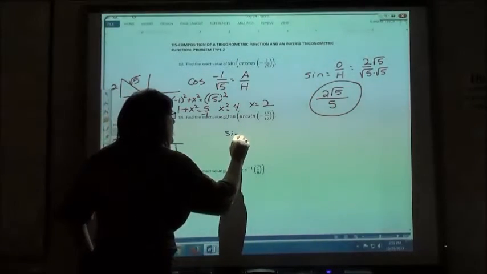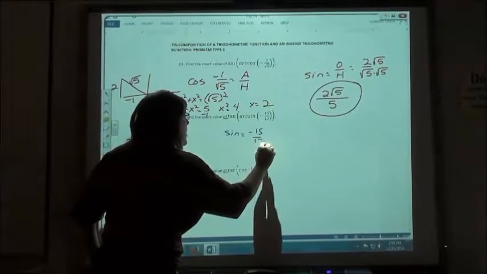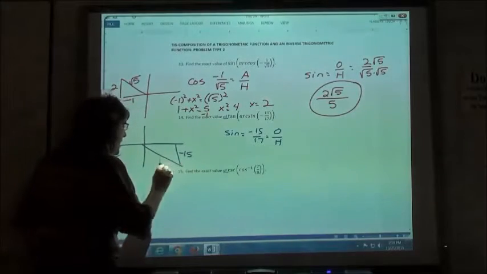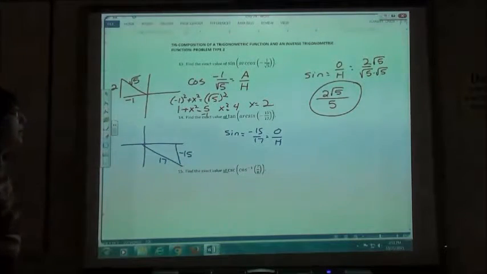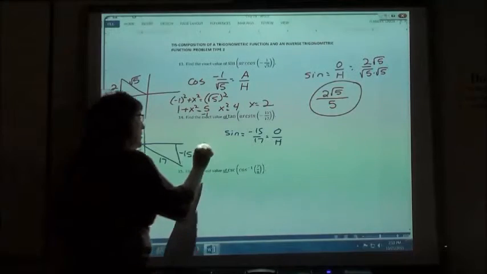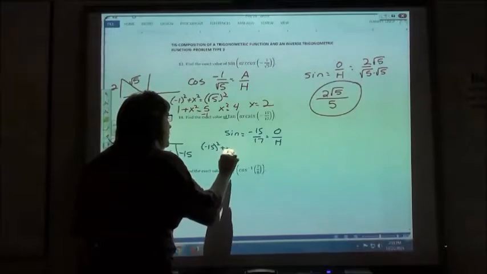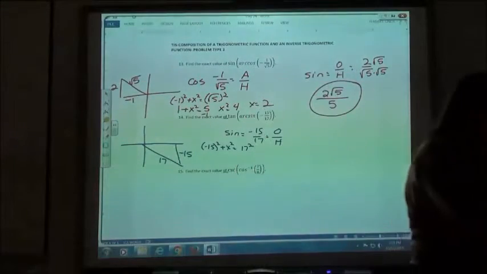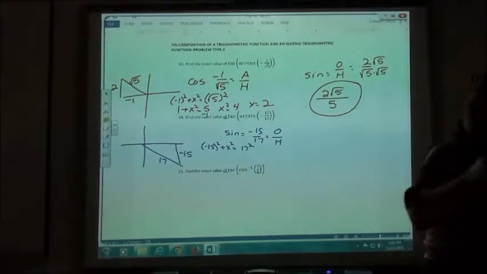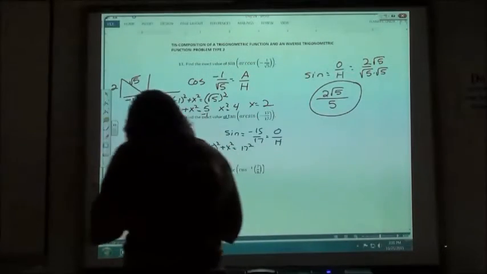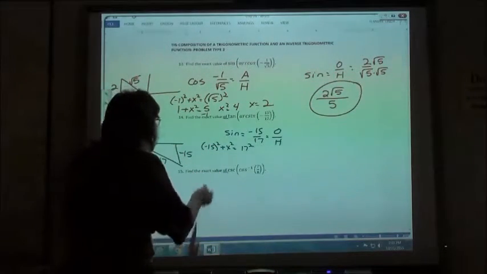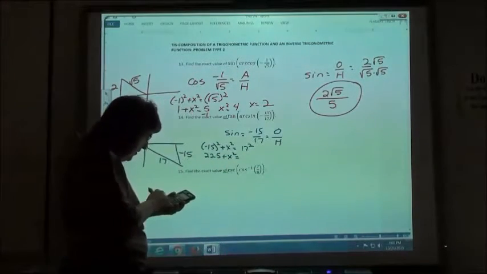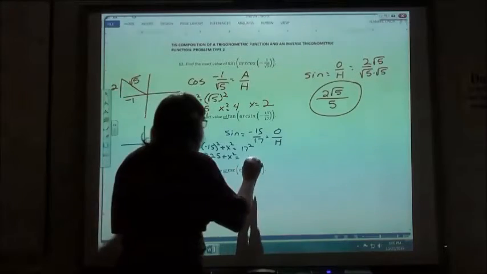My sine is the opposite over the hypotenuse, so negative 15/17. I have to do my Pythagorean Theorem. So negative 15 squared plus x squared equals 17 squared. I don't know those ones in my head. Well, 15 squared is 225, plus x squared equals 17 squared, 289.